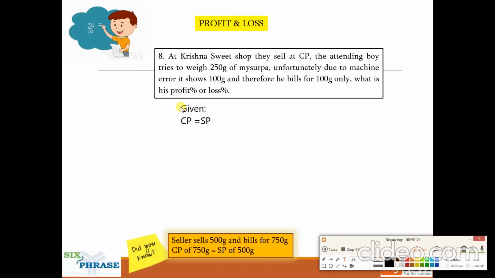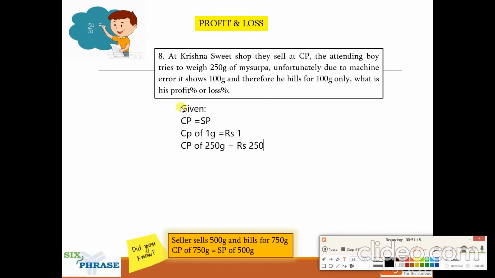So you can see the cost price will be, you write it like this. Let us once again assume 1 gram costs rupees 1, so that will make it easy for you. So let us suppose CP of 1 gram is equal to rupees 1. Then CP of 250 grams is equal to rupees 250. So this is the actual cost that is incurred by the sweet shop. This is their cost for the sale.